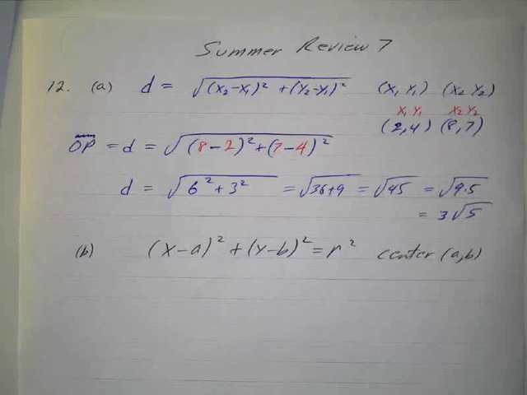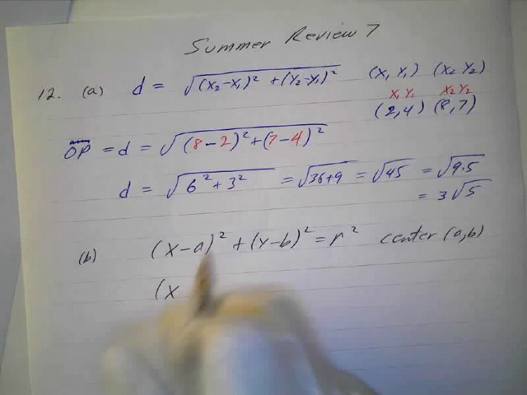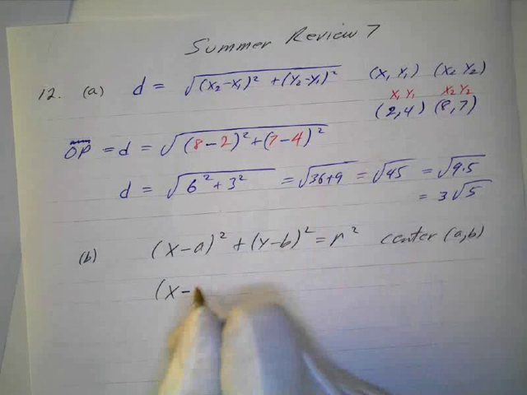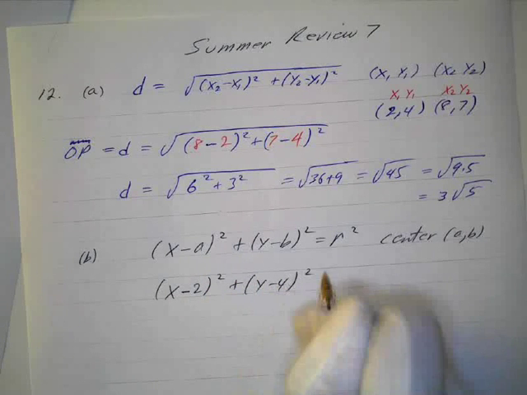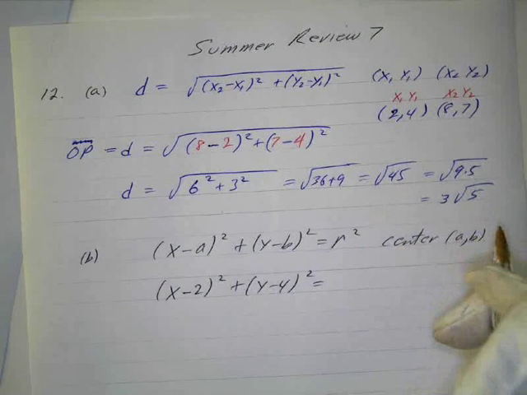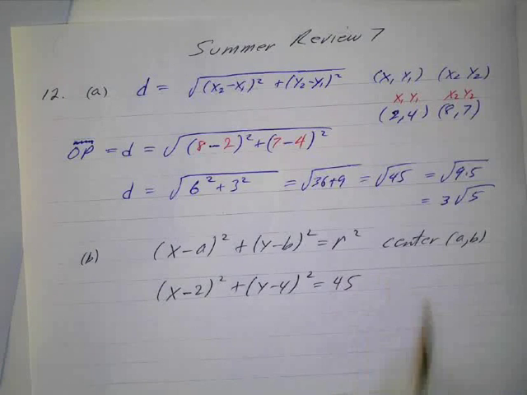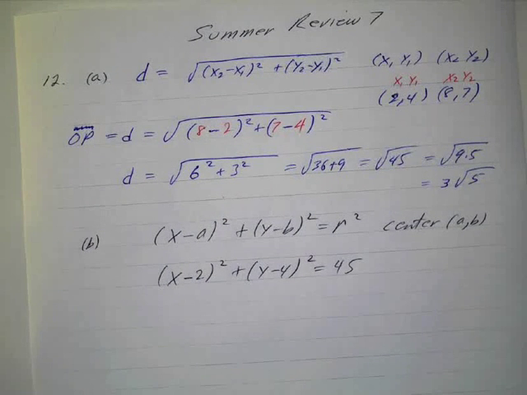Well, we have the center of the circle. The circle is centered at (2, 4), so the equation of the circle would be (x minus 2) squared plus (y minus 4) squared equals, and the radius would be the square root of 45, squared, which would just be 45. So that's our equation of the circle. So that's the B part. That's pretty easy. And then find the equation of the tangent line to the circle at point P.